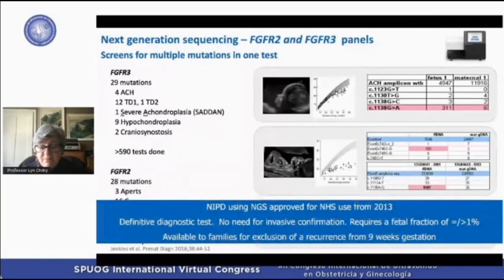And it's available to families, either those families who've had a previous affected case, or where dad is a carrier of conditions such as achondroplasia, or where we see these ultrasound findings.